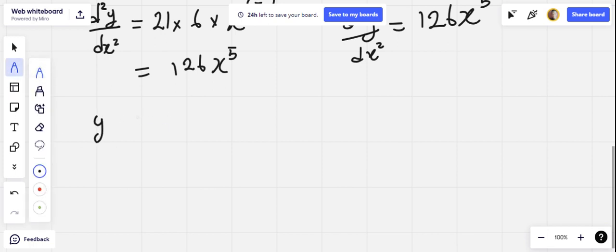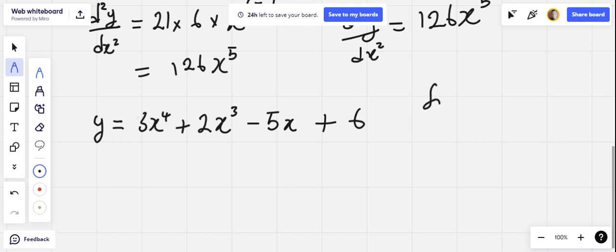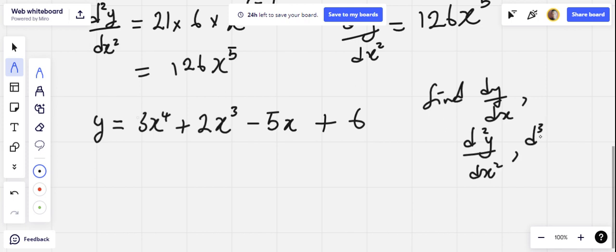Now this time around, what if I say y equals 3x raised to the power of 4 plus 2x raised to the power of 3 minus 5x plus 6, and then I say find dy/dx, also find d square y over dx square, and I also say find d cube y over dx cube. So let's do that. And you can pause it and try it out and see what you get.